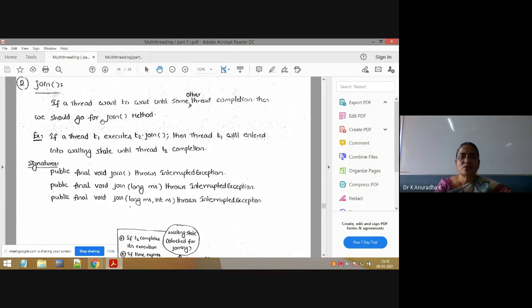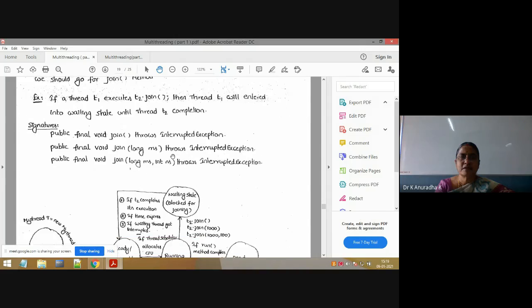So 2 threads must be required to explain the join method concept. Inside one thread, I will write T2.join. What does it mean? The thread T1 will go to the waiting state until the thread T2 completes. That is the meaning of join. If a thread T1 executes T2.join, then thread T1 will enter the waiting state until thread T2 completion. I will explain this with a diagram.